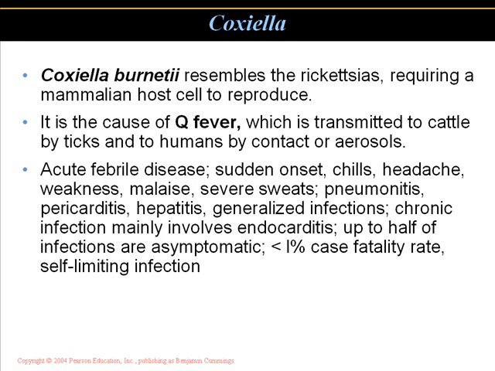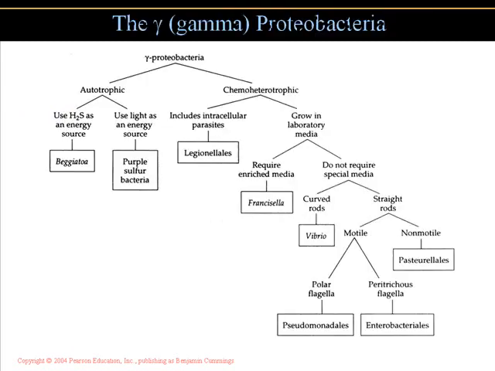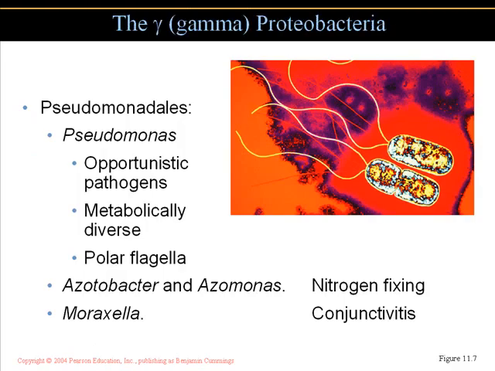This is generated through infection through Q fever, and then generalized infection, chronic endocarditis, inflammation in the lining of the heart itself. Many people can be asymptomatic, and then there are rare cases, but it also can lead to death as well. And this is an illustration of Pseudomonas.